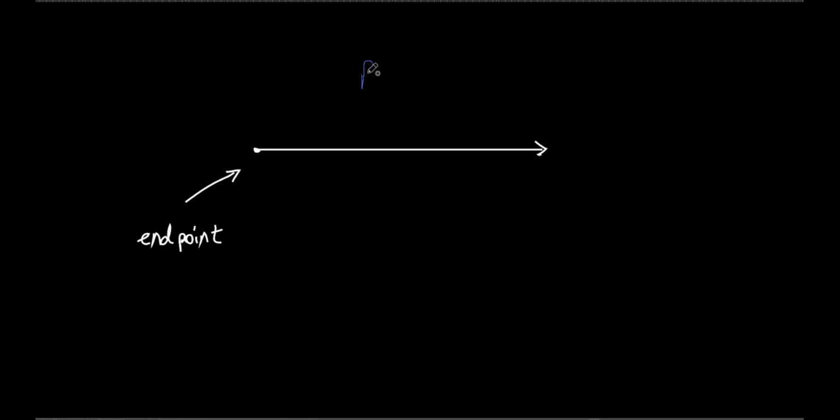We have a special name for this, and we call this a ray. A ray has an endpoint, so it's got a place where you actually start, and it keeps on going in the opposite direction. Everybody see that? You could have a ray that doesn't have to go from left to right. It could go from right to left.